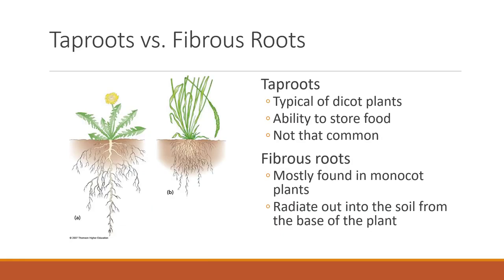So taproots, typical of dicot plants, have the ability to store food, but a lot of people think there's this one big taproot for trees, and it's really not that common. Most of your roots are going to be in the top portion of the soil. Fibrous roots are found mostly on monocot plants. However, you will see this in annual plants that are dicots. They radiate out into the soil from the base of the plant.